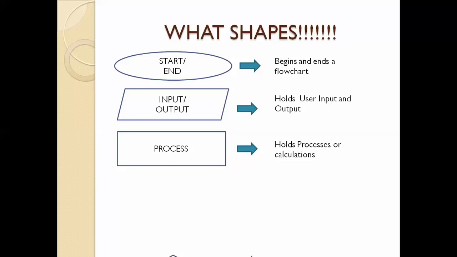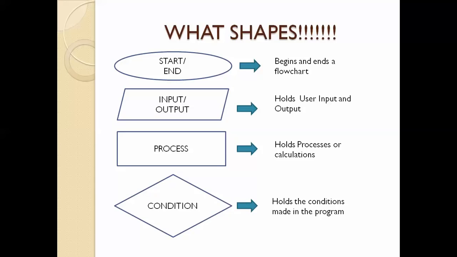A rectangle holds the calculations or the processes our program has. And lastly, our diamond, or they say rhombus. It holds the condition wherein the program needs to decide whether it's true or false on certain conditions. And not indicated here is the arrow, which points out where the program flows.